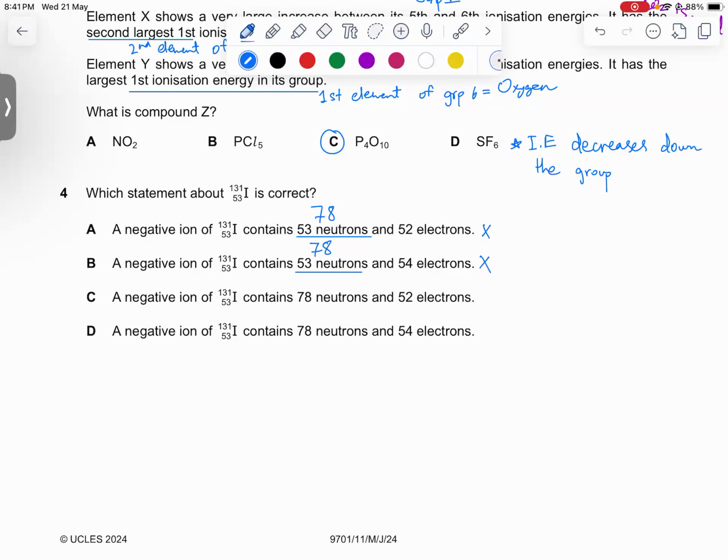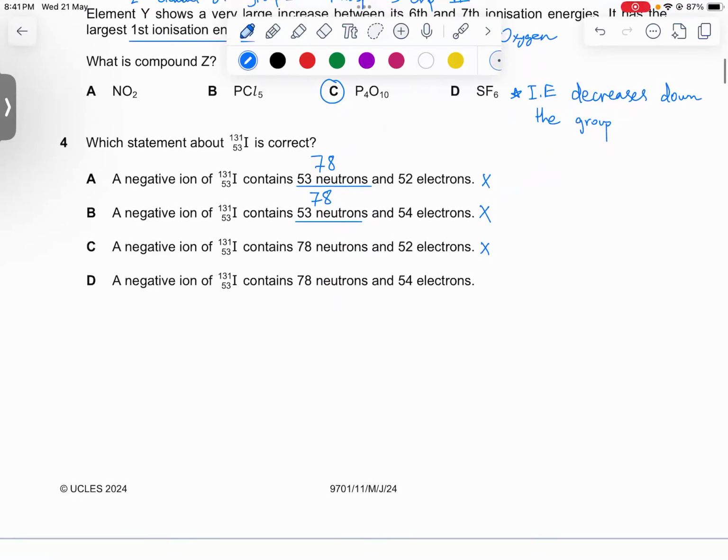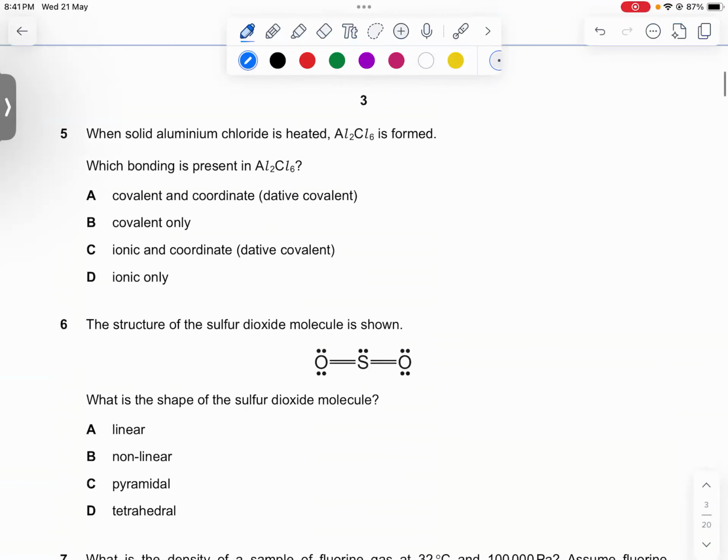Okay, so next, a negative ion of 131 53 I contains 78 neutrons, that is correct. And 52 electrons? No, it can't contain 52 electrons. If it has 52 electrons, then it would be a positive ion because it has one more proton. Iodine has 53 protons, right? So the correct answer must be D. Let's look: a negative ion of 131 53 I contains 78 neutrons and 54 electrons. That is the correct statement.